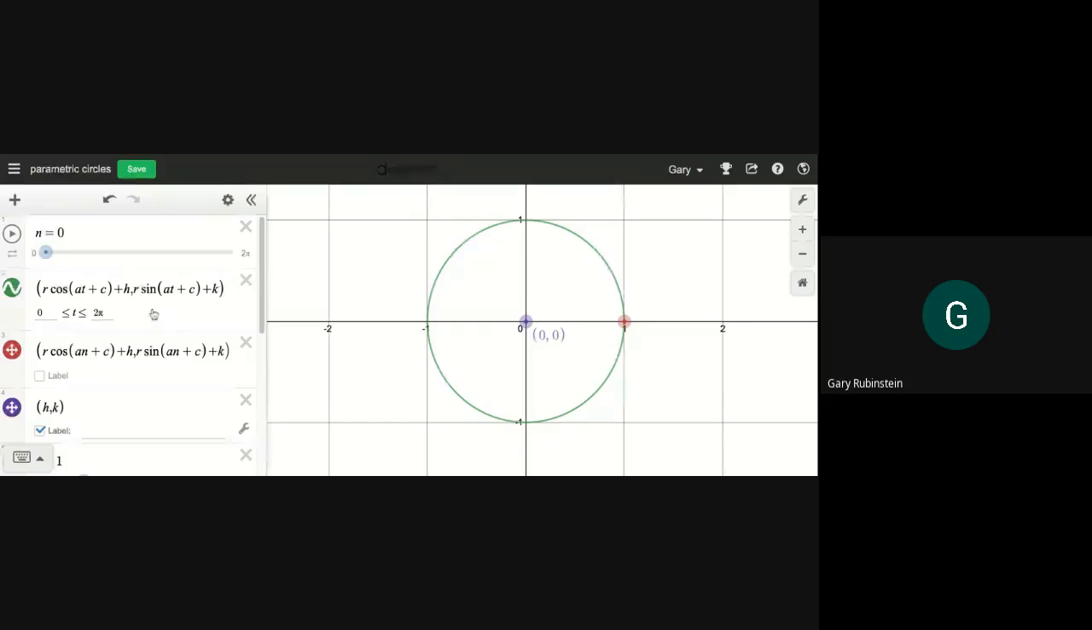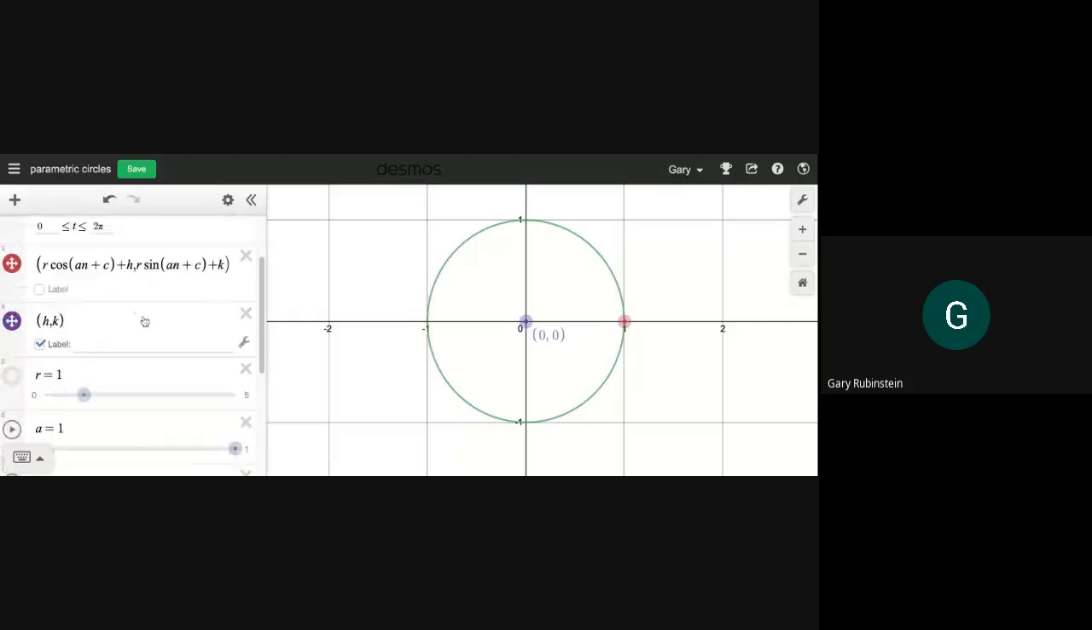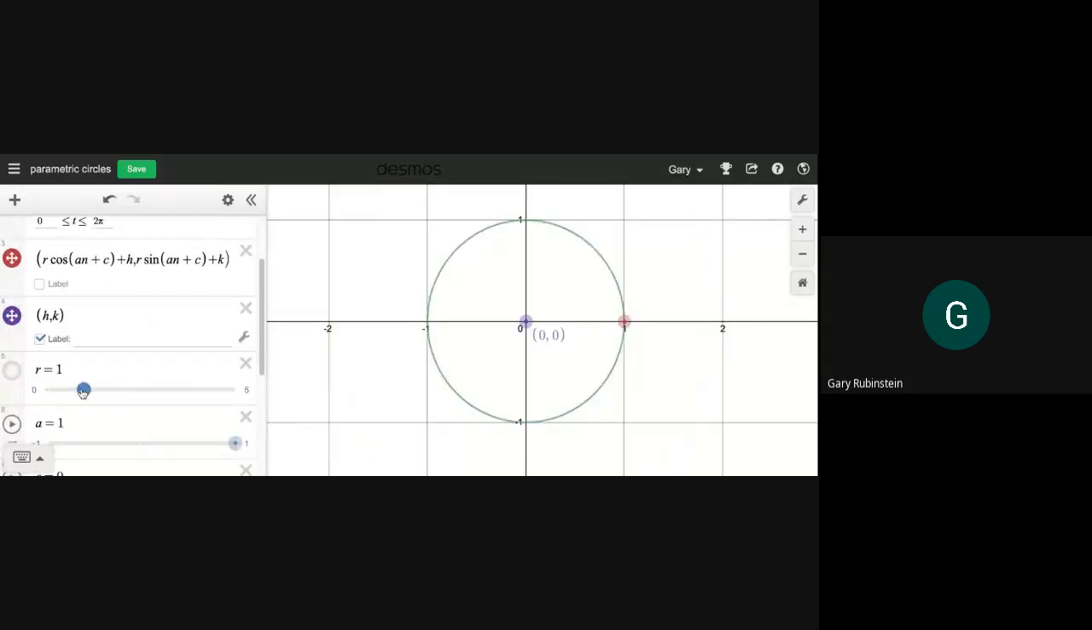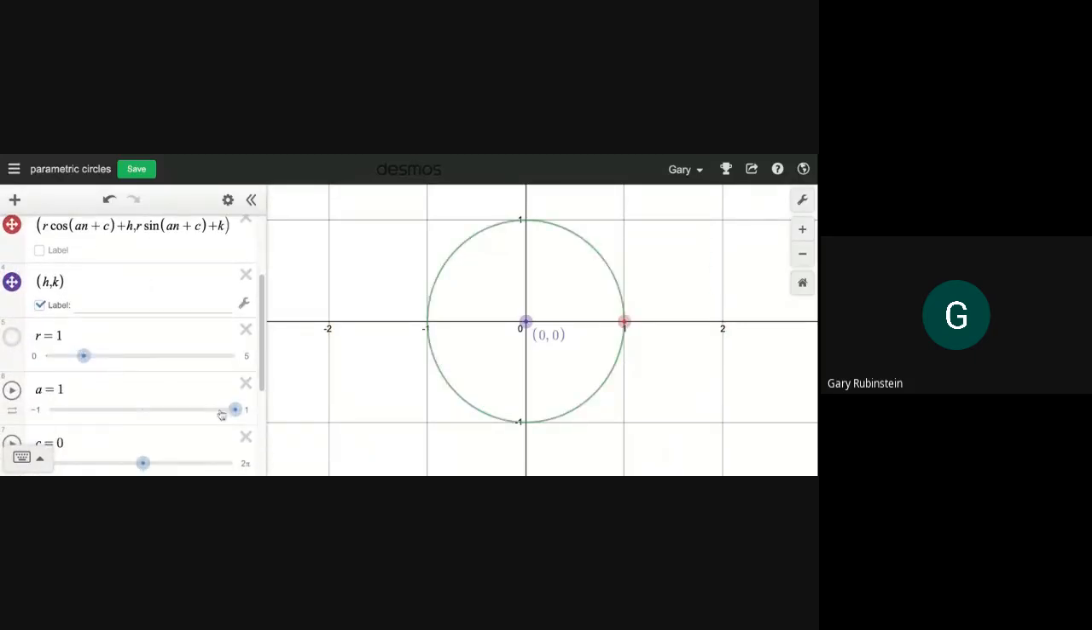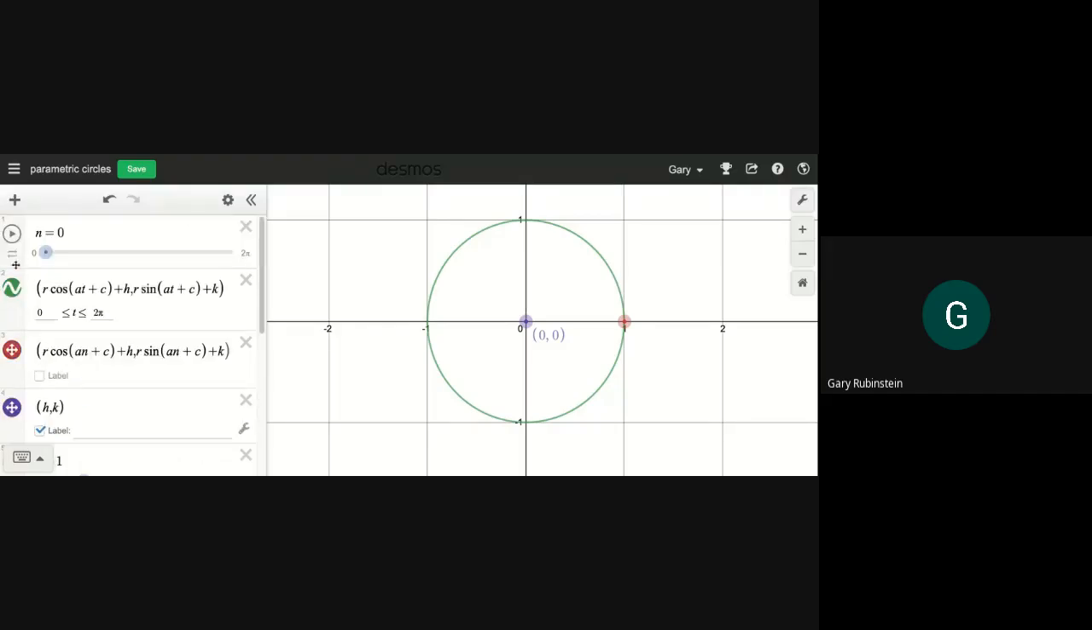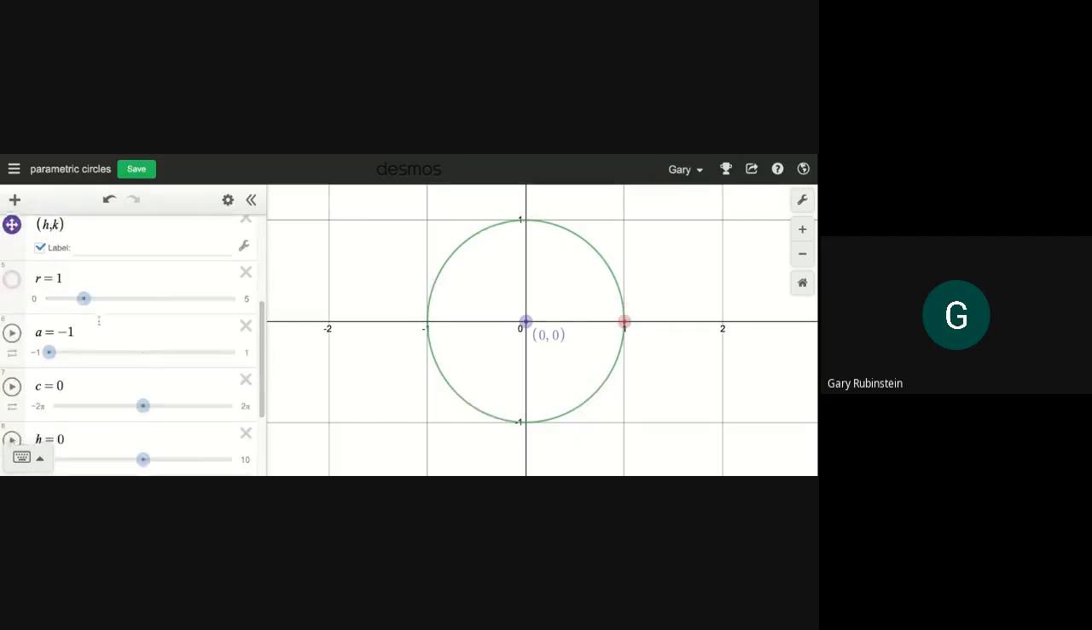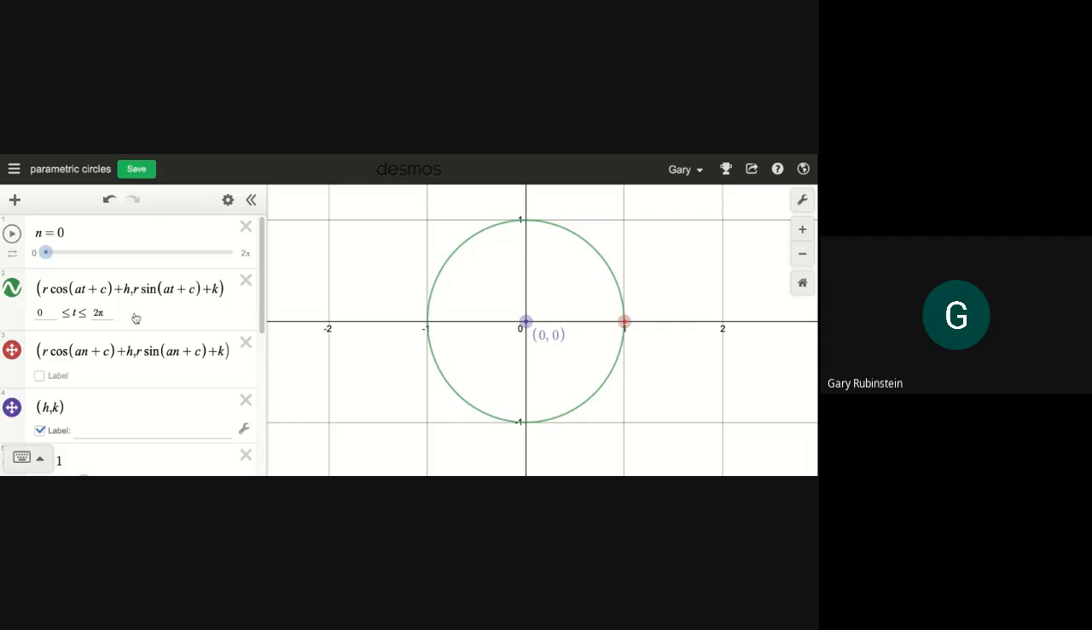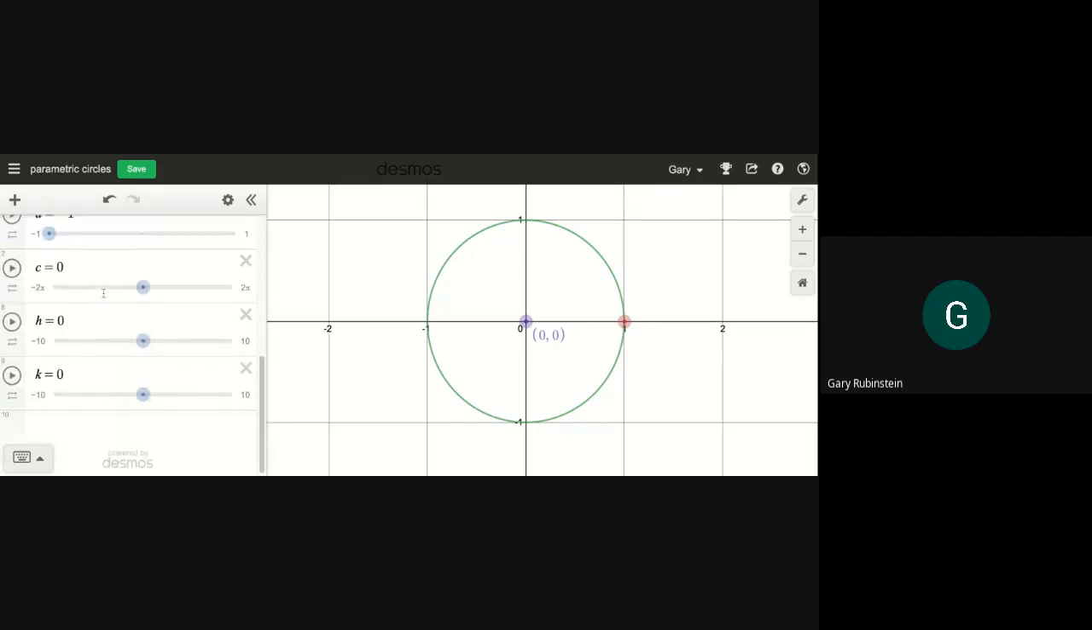So here I have the equations, and I move this thing around, but you can actually mess around. You can change the radius. This a value just switches from -1 to 1, and the only difference there is if it's at -1, you'll see it will go clockwise. And I can mess around with the c value. That's the plus theta. So you see when I change that, I could start at a different point, and the h and k are the center, so you can mess around with those.